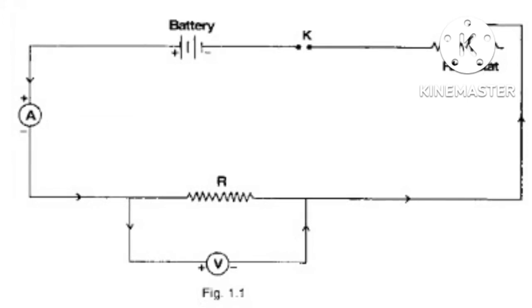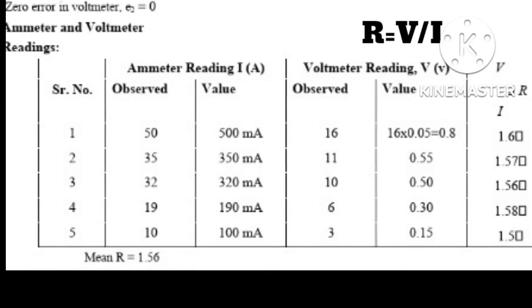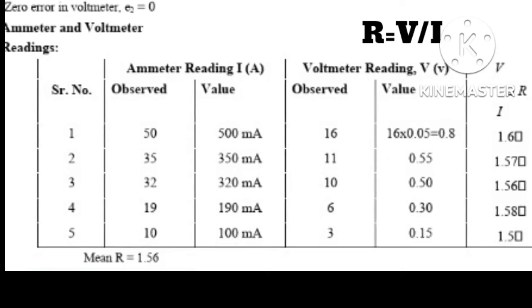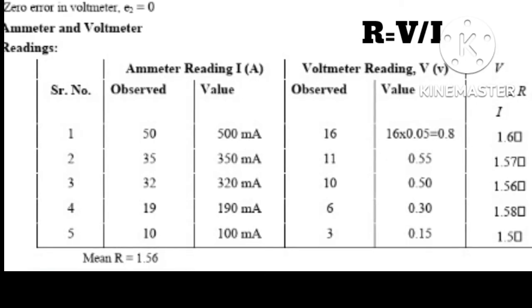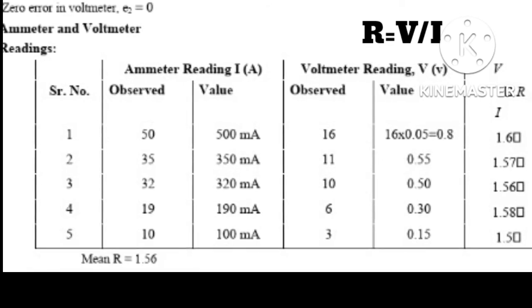Okay, the experiment we have to repeat for different values of current by adjusting the rheostat. Then we have to calculate V by I, that is R. Then we will find the mean value of R. Now we can just go through the tabular column. Here we can see ammeter reading, voltmeter reading, and resistance. R is equal to V by I.